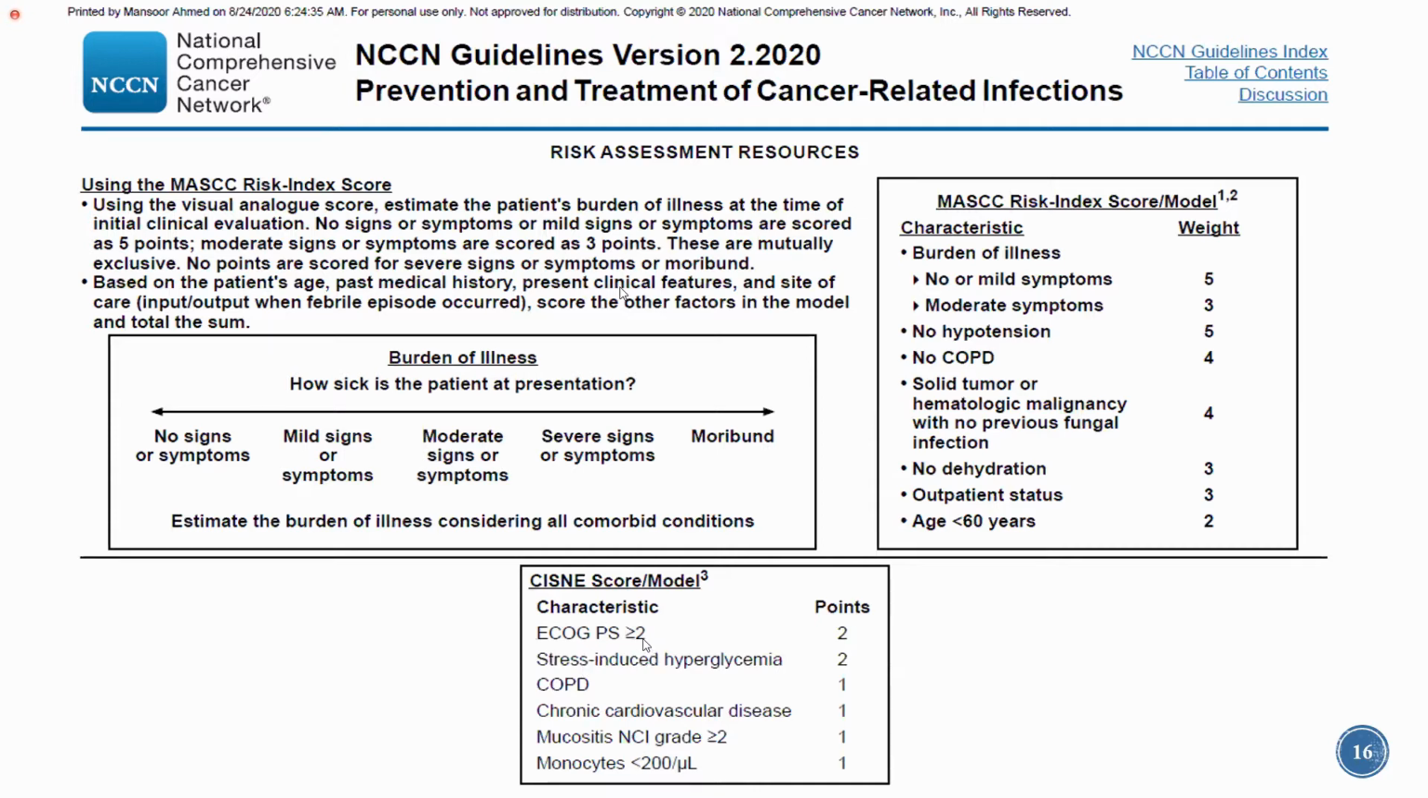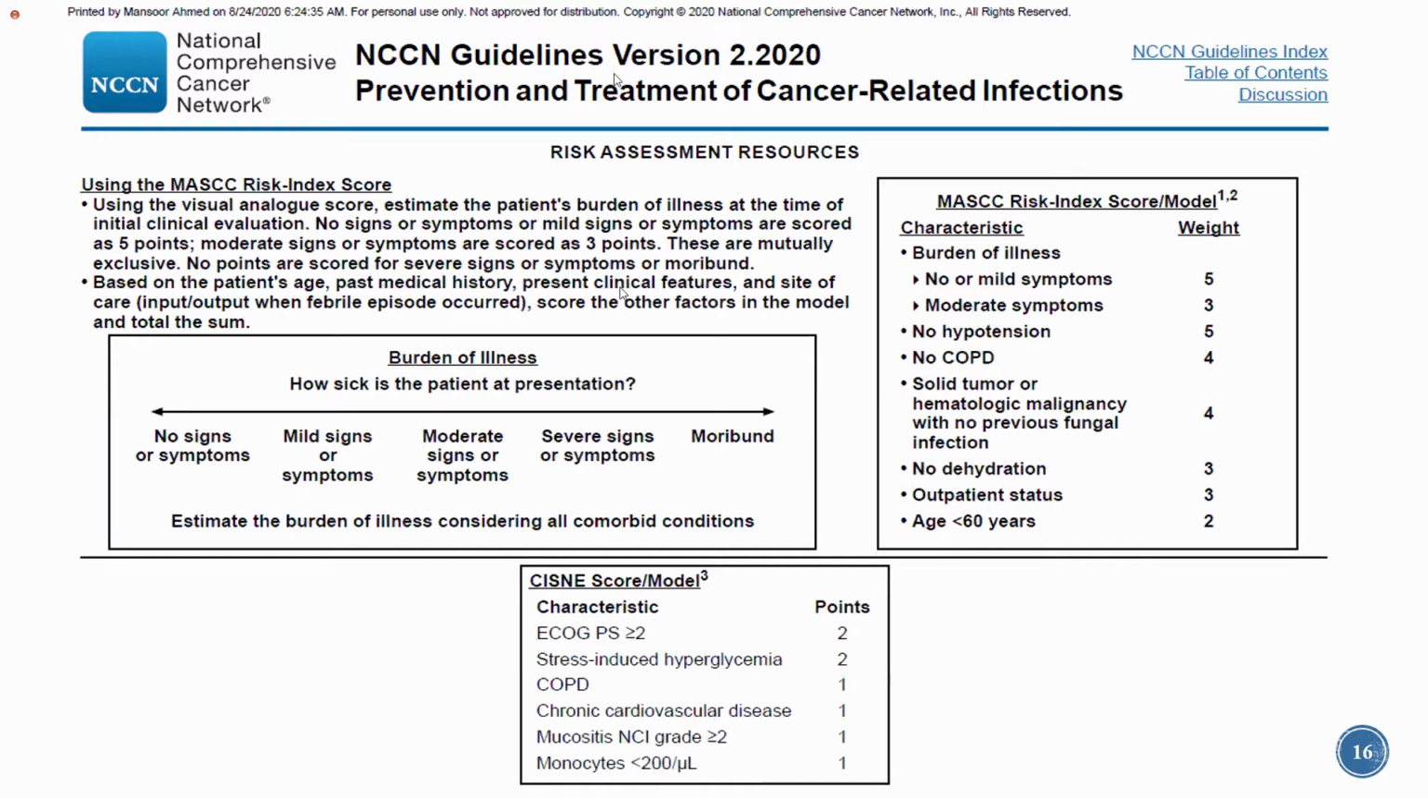That means the patient is bedbound, I mean in the bed, but less than 50% of the time, and they can go to the bathroom without the help of anyone. If the patient has chemotherapy-induced hyperglycemia, COPD, and others, if this score is more than 2, it's considered high risk. That means the patient needs to be admitted to the hospital and treated with IV antibiotics. If this score is 2 or less, then this is low risk.